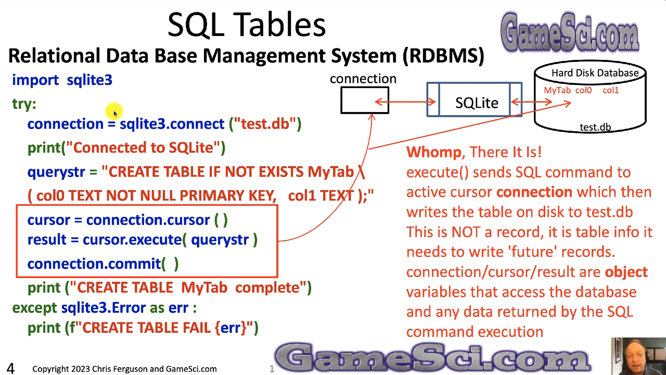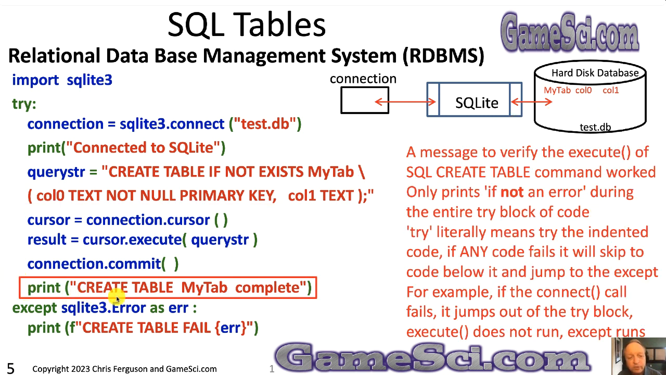One of the things I like about SQLite is you can actually see it. When you first connect to the database and create it, you'll see an empty file on your disk drive. After you create this table, you can open that file with a text editor and you can see the table setup in the file itself. I urge everyone, once you test this software, to go look at your database file and see what it's writing to the file. Print "create table MyTab complete."